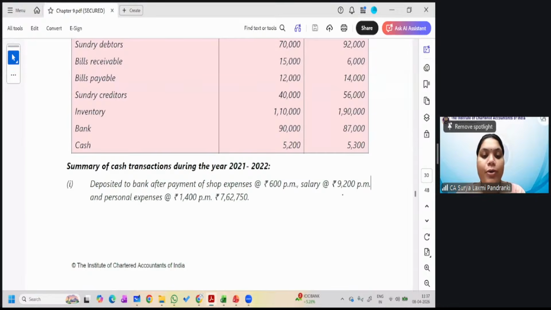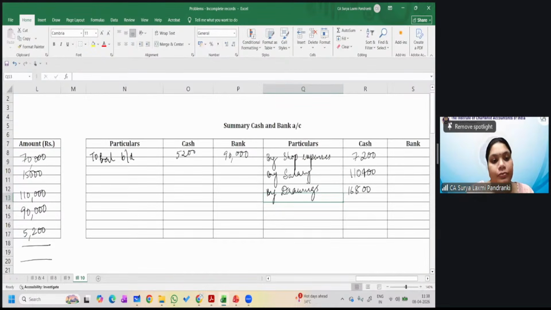Now how much did I deposit into bank account? Ma'am, 762,750. They clearly told, correct? Here they have clearly mentioned that this amount is deposited into my bank account. So this will be a contra entry. So how much should I write? 762,750. Where should I write? Ma'am, debit side, to cash. Ma'am, by bank, cash column. Debit side, to cash or to bank?